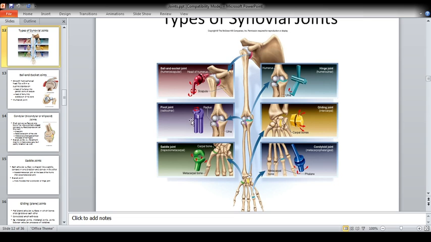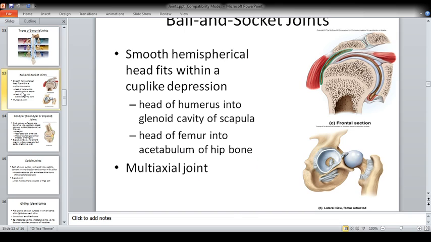Here would be the tarsal joint. Here would be the tibiofibula joint. Here would be the tarso-metatarsal joint, metatarsal joint. These are examples. Okay, so now let's look at ball and socket joint.